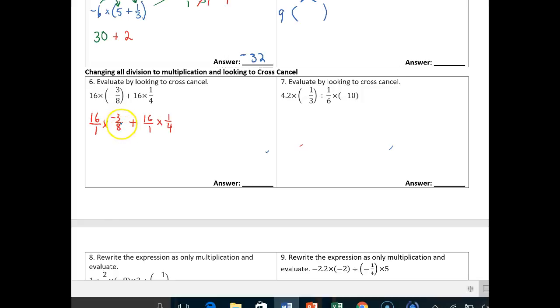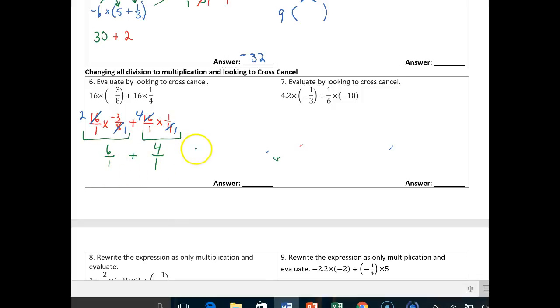16 and 8, I can divide them both by 8, so that becomes a 1, this becomes a 2. 16 and a 4, I can divide them both by 4, so that becomes a 1, and this becomes a 4. Let's take this a chunk at a time, so let's do this piece first. 2 times 3, we'll get to the negatives in a bit. 2 times 3 is 6, 1 times 1 is 1. 6 over 1 plus, now we'll do this chunk. 4 times 1 is 4. 1 times 1 is 1. So really we're looking at 6 over 1 plus 4 over 1.